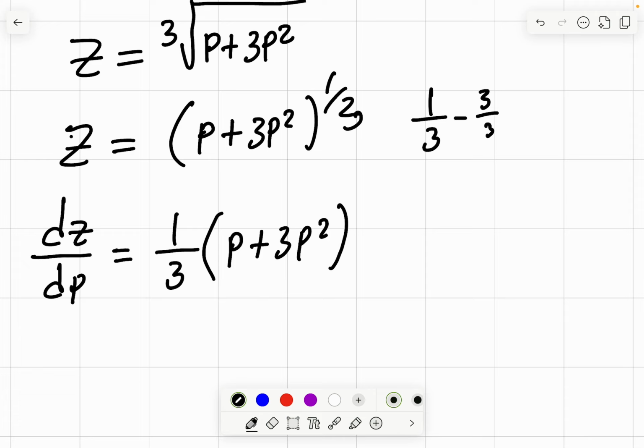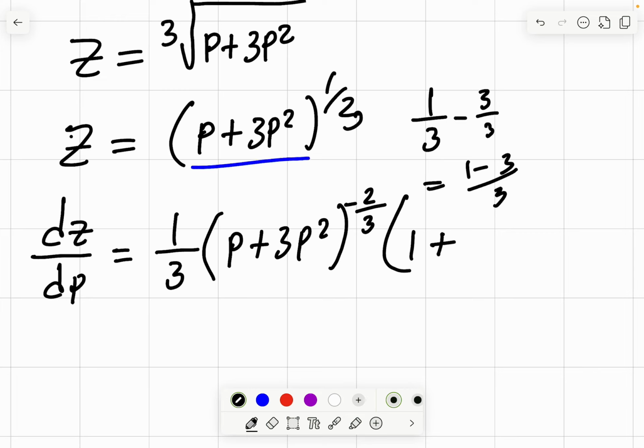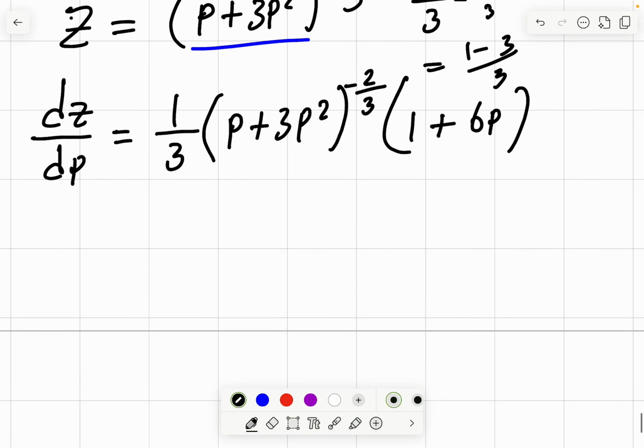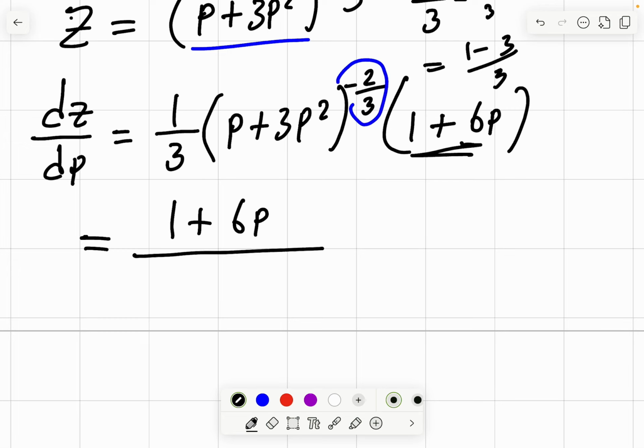1 over 3 minus 3 over 3. 1 minus 3 is negative 2, so negative 2 over 3. I multiply by the derivative of the inner function, p plus 3p squared, which is 1 plus 6p. So when I simplify that, I'm going to be left with 1 plus 6p in the numerator. This one goes back in the denominator.